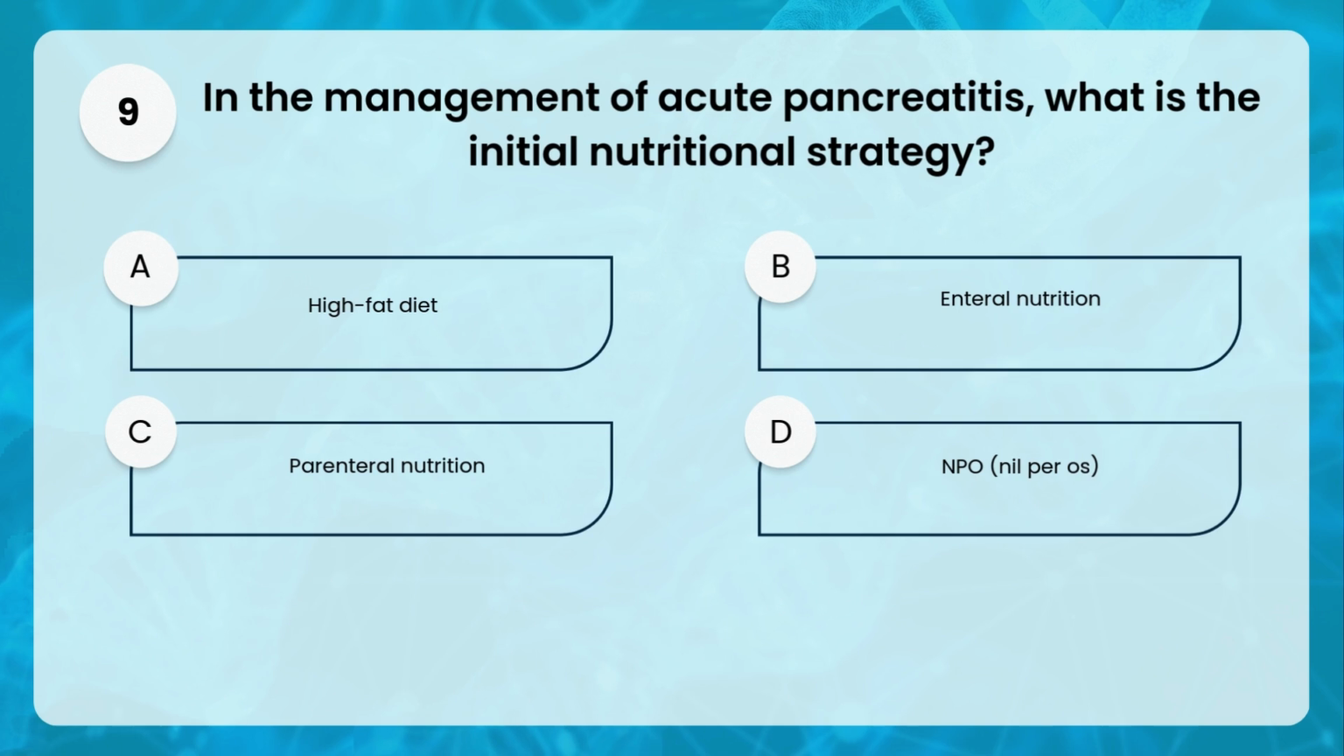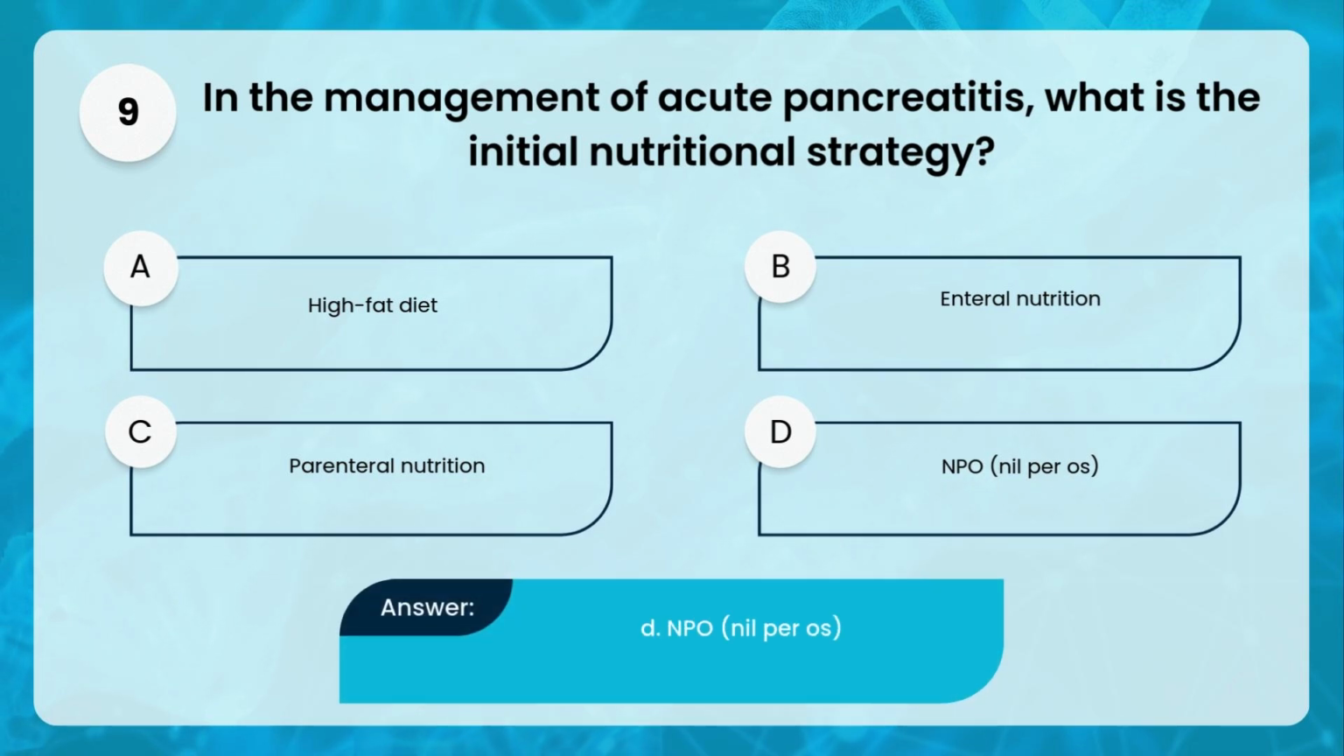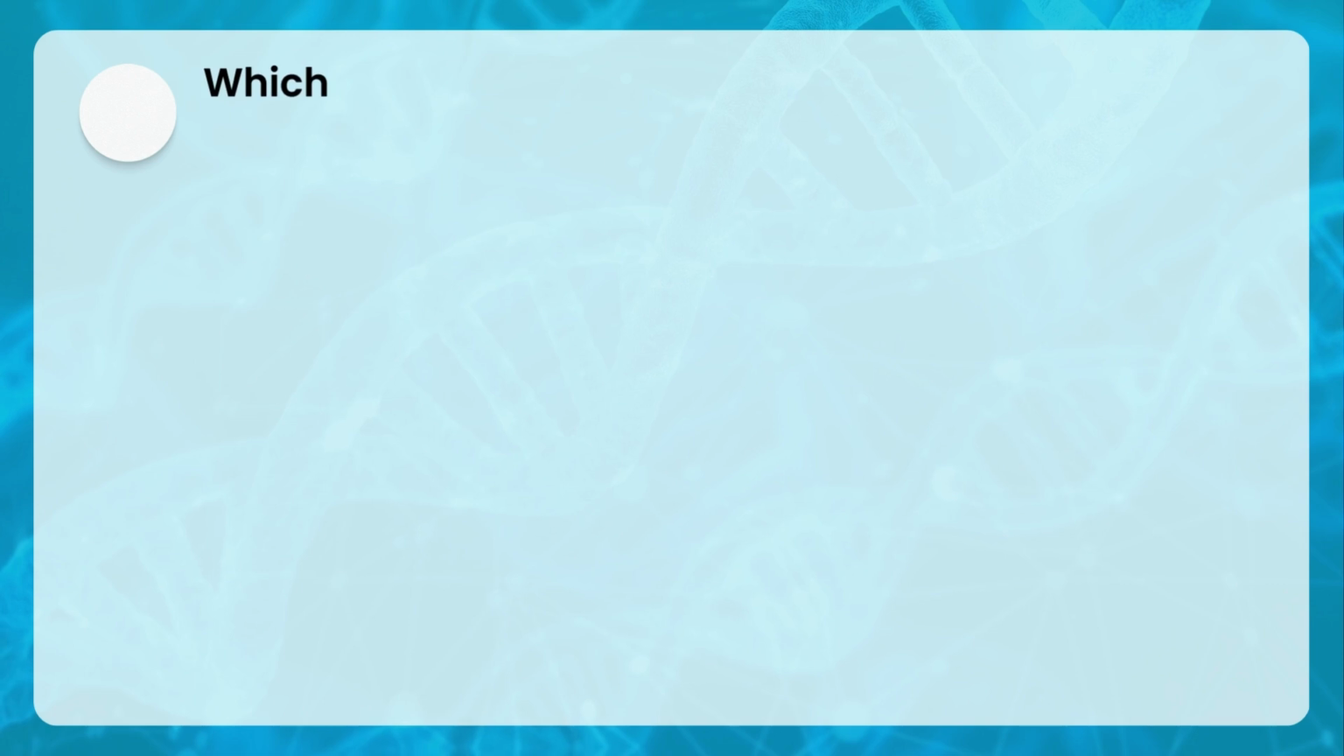Number 9. In the management of acute pancreatitis, what is the initial nutritional strategy? A. High-fat diet. B. Enteral nutrition. C. Parenteral nutrition. Or D. NPO, nil per os. The answer is D. NPO, nil per os.